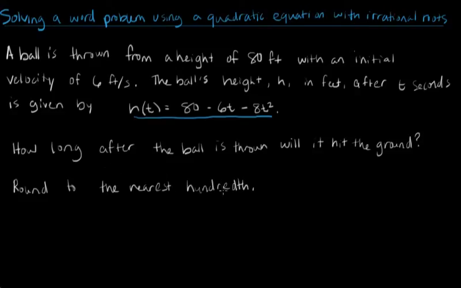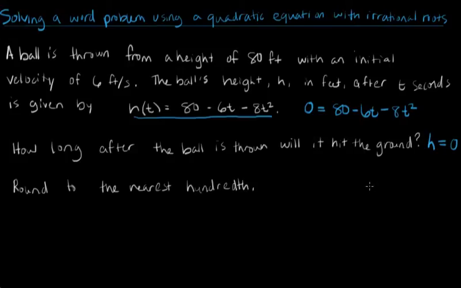How long after the ball is thrown will it hit the ground? Round to the nearest hundredth. So, the question is, how long after the ball is thrown will it hit the ground? Hitting the ground means h equals 0, right? The height is 0 when it hits the ground. So we're trying to solve the equation 0 is equal to 80 minus 6t minus 8t squared.